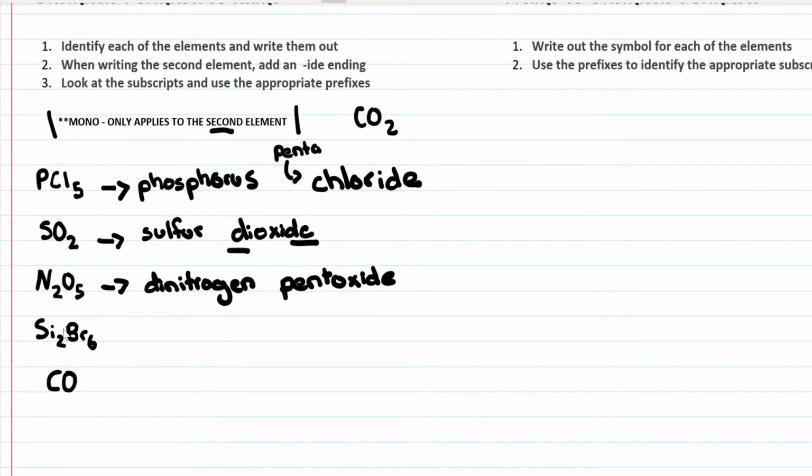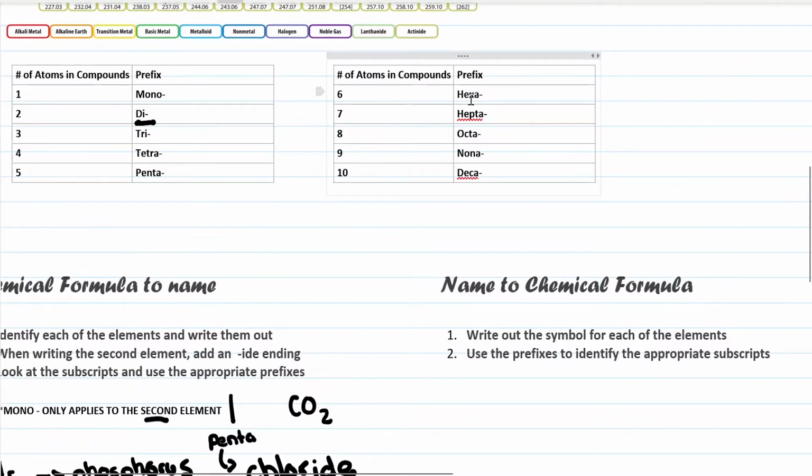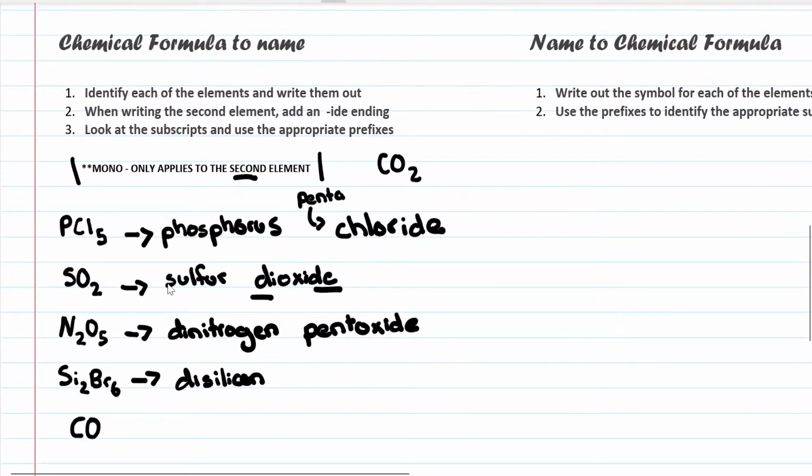We have Si2Br6. Si is a bit of a less seen element. It's silicon. So there's going to be 2 of those. So we're going to have the di prefix. So it's going to be disilicon. And then we see bromine over here. And there's 6 bromine. If we look at our table over here, we see that there's going to be a hexa prefix. All right, so let's write it down. So you have a hexa prefix. Hexa. And then it's going to be brom, and then we're going to have an ide ending. So just bromide, right? The name of the compound is disilicon hexabromide.